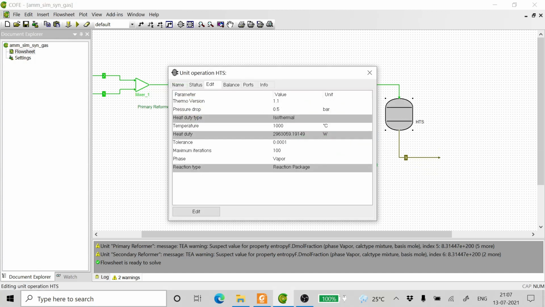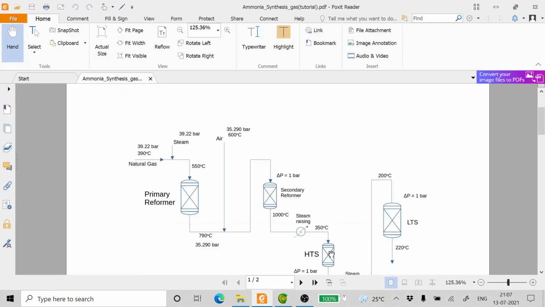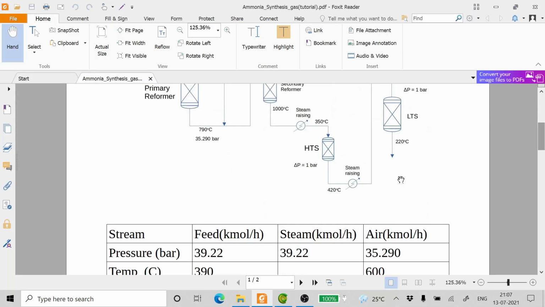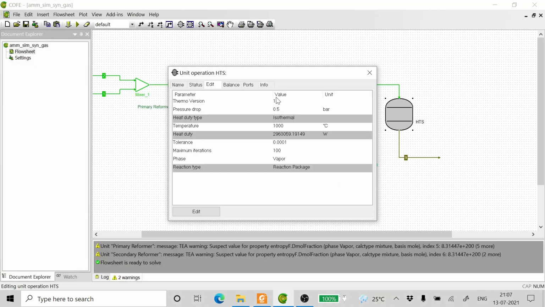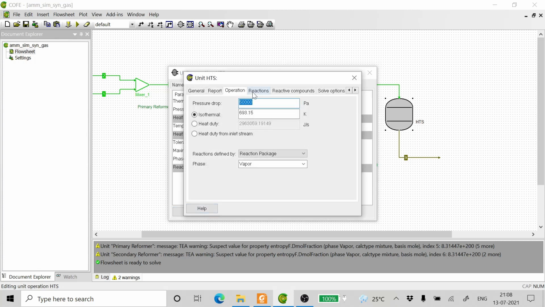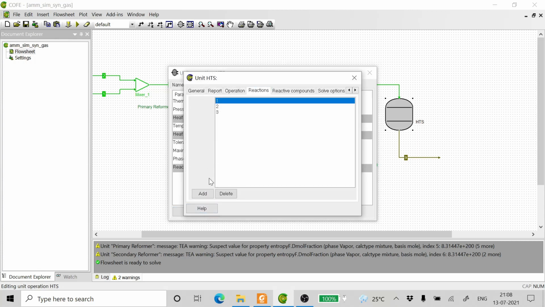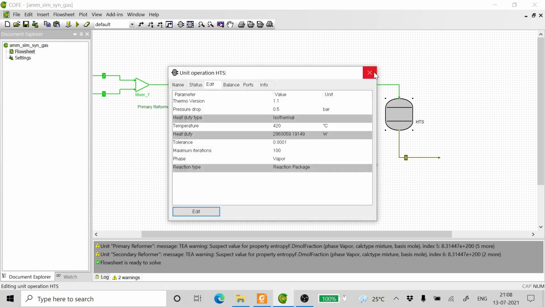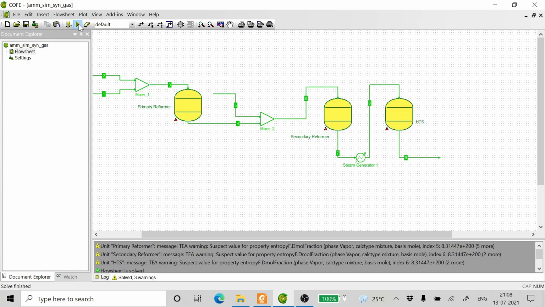Now double click on this reactor. The outlet from the high temperature shift is at 420 degrees Celsius and the pressure drop is 0.5 bar. So we enter the temperature, and we click edit, go to reactions and we remove the reactions that are not occurring in the reactor. And we run the simulation.